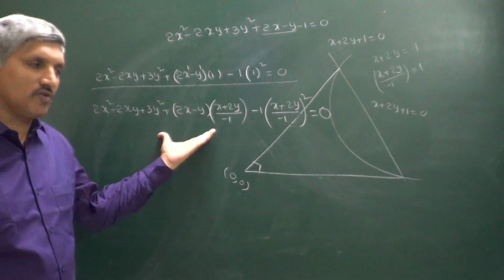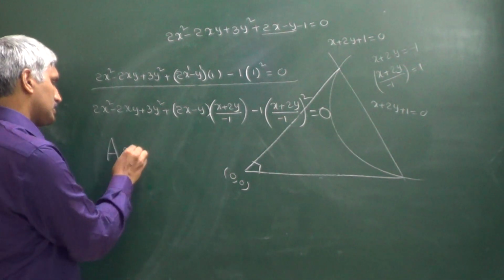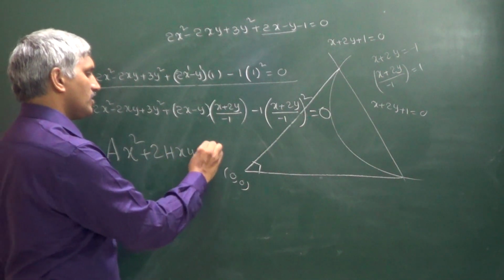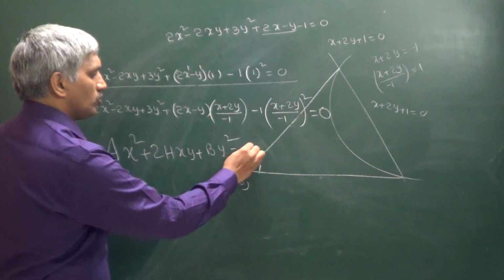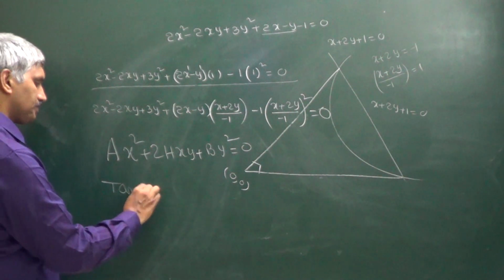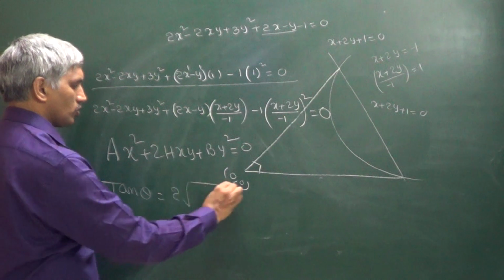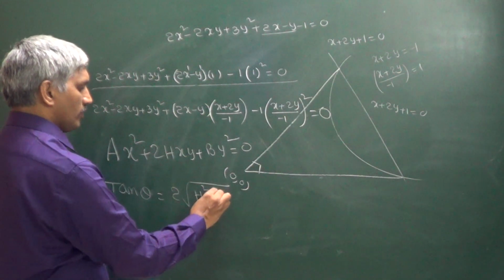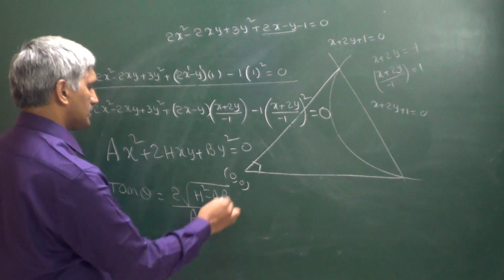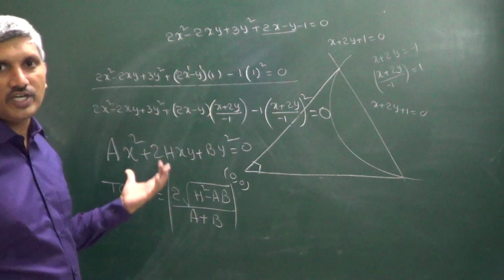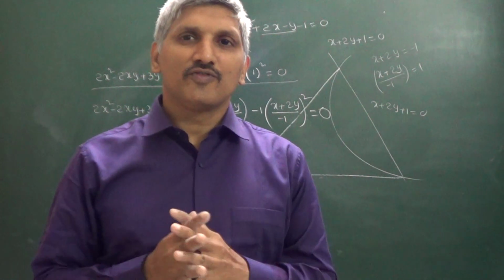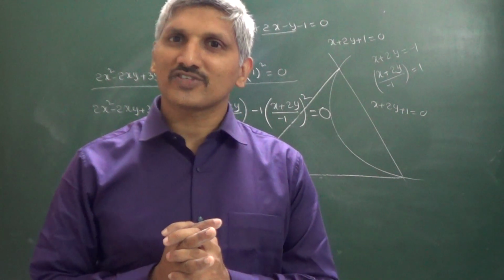Now you will get this equation in the form of ax square plus 2hxy plus by square is equal to 0. We can find the angle between them as tan theta is equal to 2 into square root of h square minus ab divided by a plus b. With the help of this we can find the angle between those two straight lines. These are a few ideas regarding pair of straight lines.